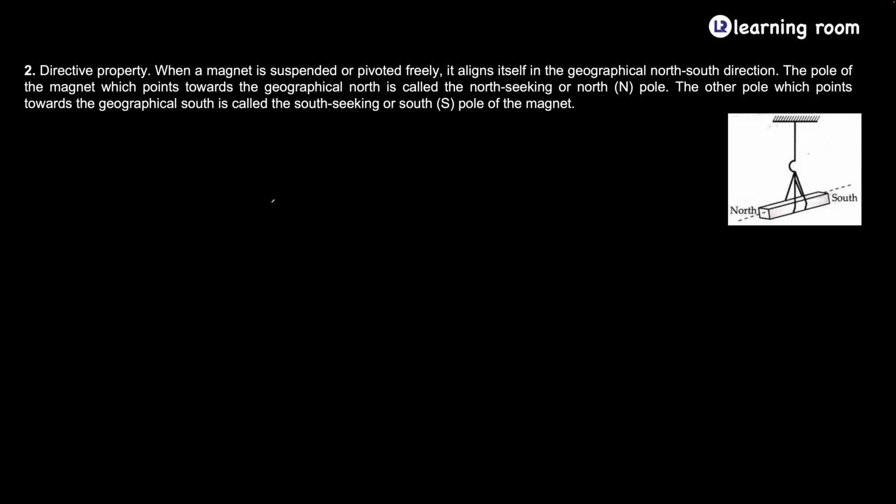Second, there is something called as directive property. What was the first one? Attractive property. Here we are talking about directive property. What is it? When a magnet is suspended or pivoted freely, it aligns itself in the geographical north-south direction.